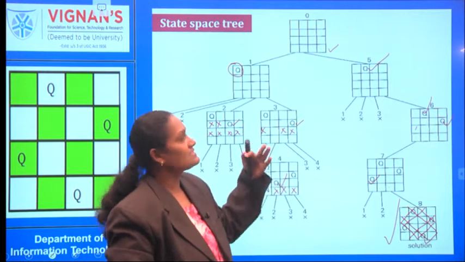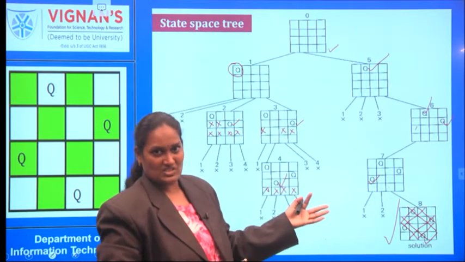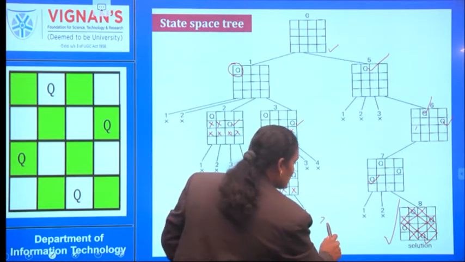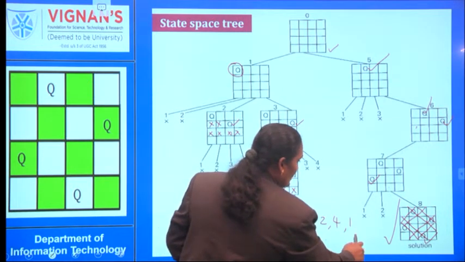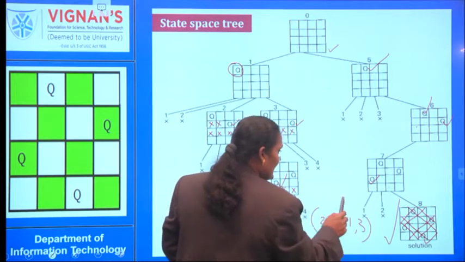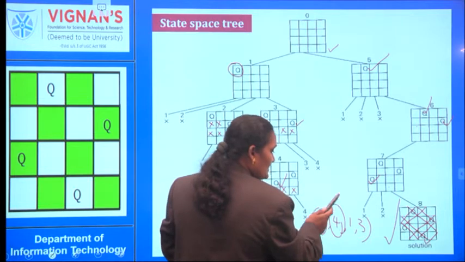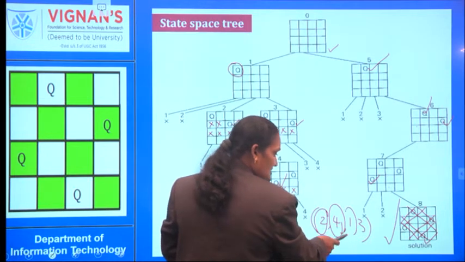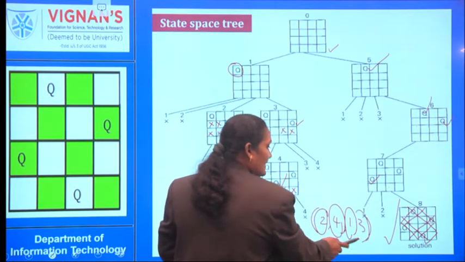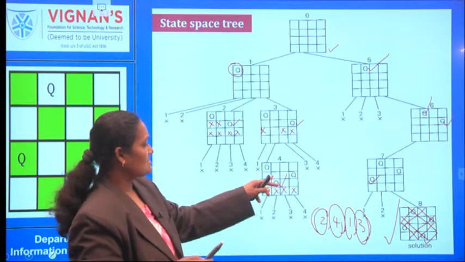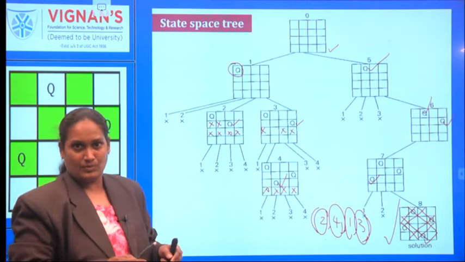You may get another solution by rearranging the positions of queens. Now, this solution can be expressed as 2, 4, 1, 3. That is, in the second column, the first queen is placed. In the fourth column, the second queen is placed. In the first column, the third queen is placed. And in the third column, the fourth queen is placed. This gives the solution for the 4 queens problem.